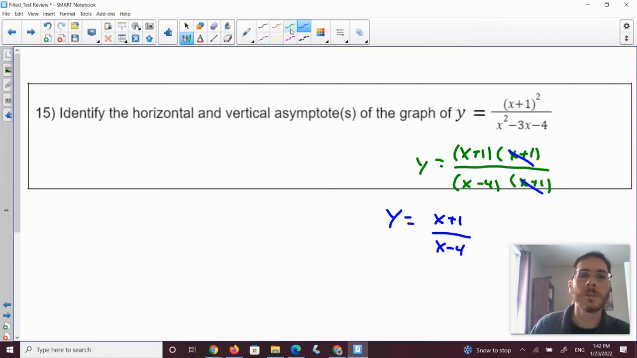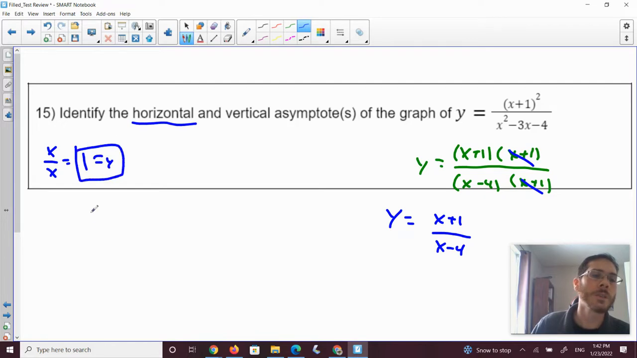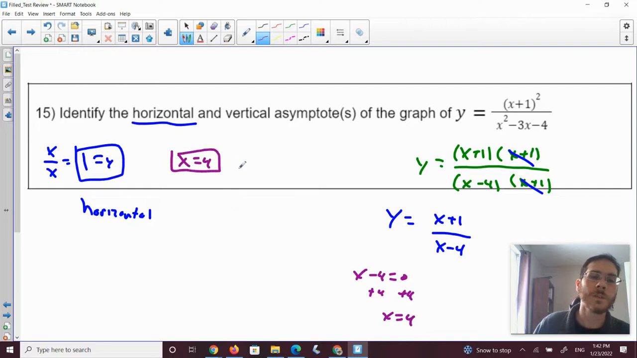All right, so for the horizontal asymptote then, let's stick with the blue. We can see we've got x and x, so x divided by x is equal to 1. This is my horizontal. For my vertical asymptote, again, I want to set this equal to 0. X minus 4 equals 0. Add 4 to both sides. So x is 4, so x equals 4 is the vertical.